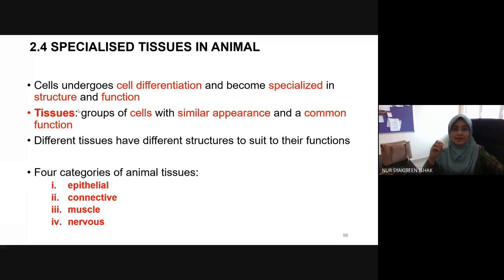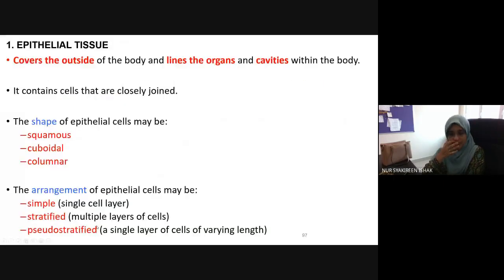Okay, so unless cell tu daripada tissue yang sama, so they will have the same shape and the same function. Okay, so cells of different tissues will have different structure and function. Okay, so tissues are groups of cells with similar appearance and common function. Okay, so different tissues have different structure to suit their functions. So for example, you have 4 categories of animal tissues: epithelial tissues, connective tissues, muscle tissues, and also nervous tissues. So kita akan tengok satu-satu.